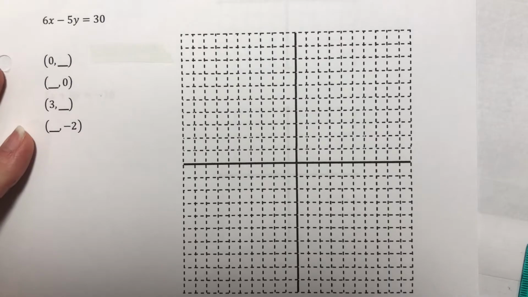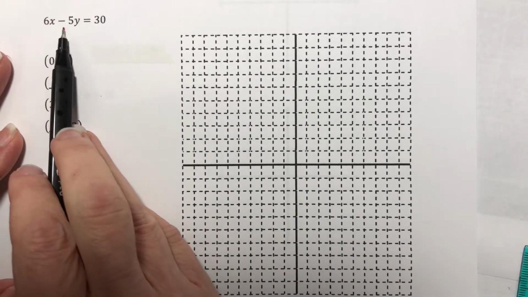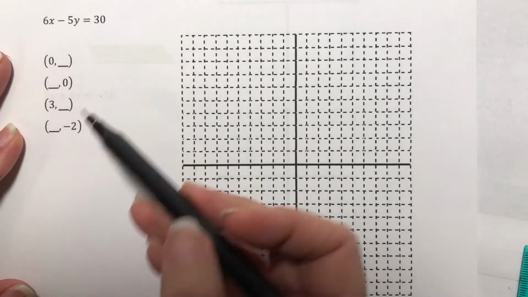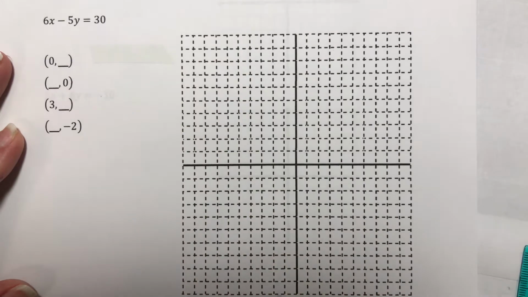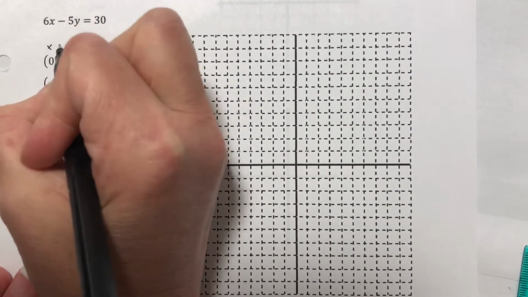This is section 3.1, part 2. We're working the same kind of problem we just did. We are supposed to graph 6x minus 5y equal to 30. We are given ordered pairs that we need to complete, and then we will graph them and connect them and hopefully get a straight line. Remember, it's always x and then y.